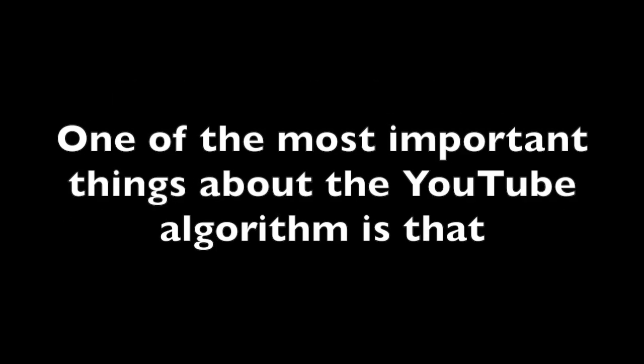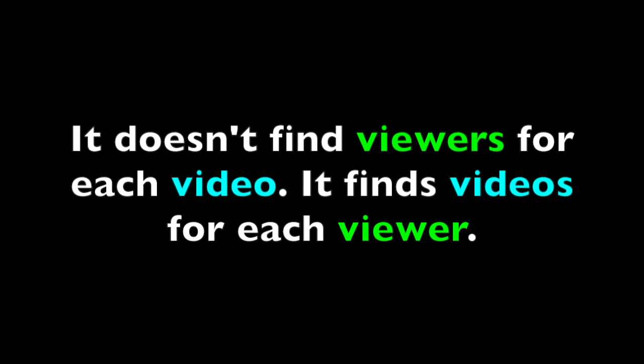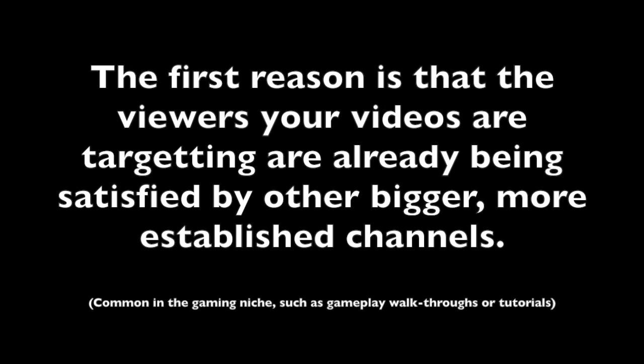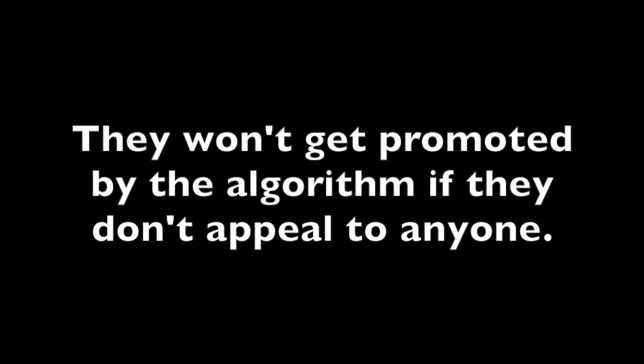One of the most important things about the YouTube algorithm is that it doesn't find viewers for each video. It finds videos for each viewer. There's 2 reasons your videos aren't doing well. The first reason is that the viewers your videos are targeting are already being satisfied by other bigger, more established channels. The second reason, and probably more likely reason, is that your videos aren't appealing to any type of audience. They won't get promoted by the algorithm if they don't appeal to anyone.